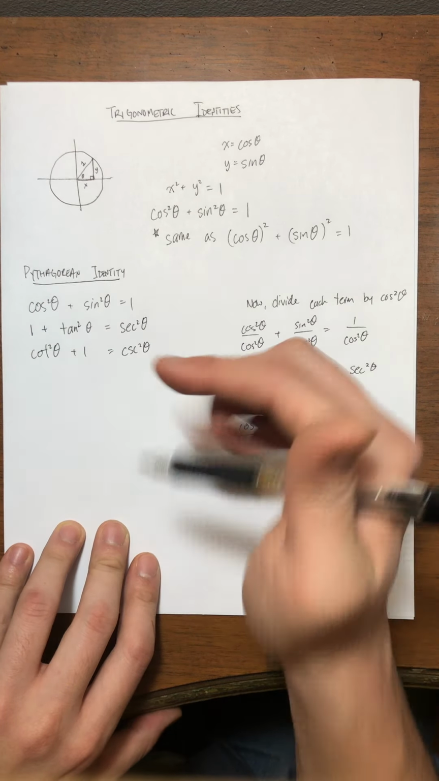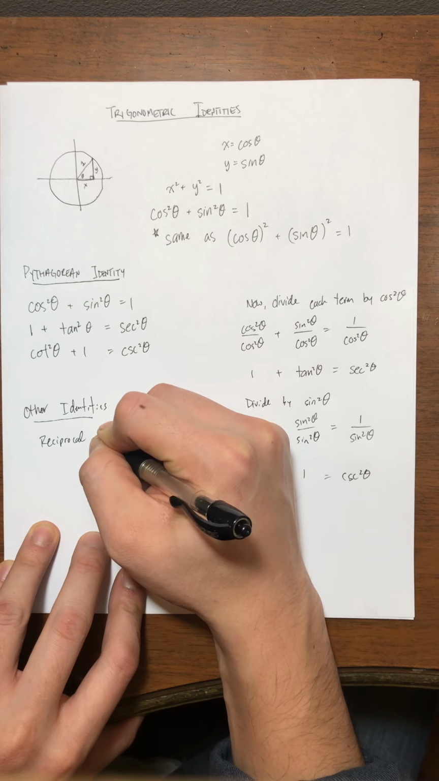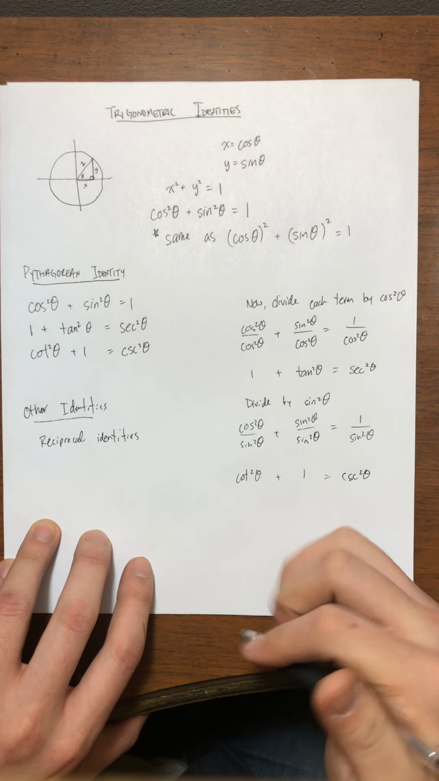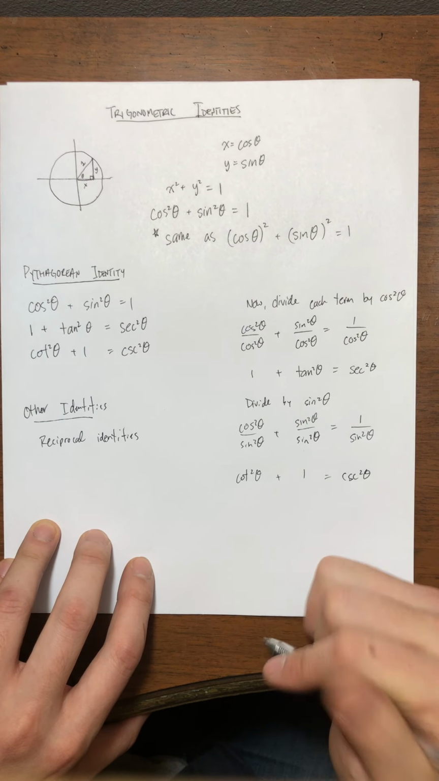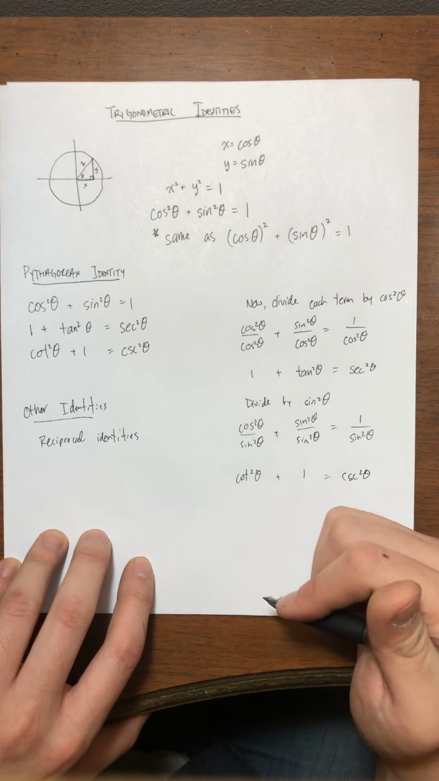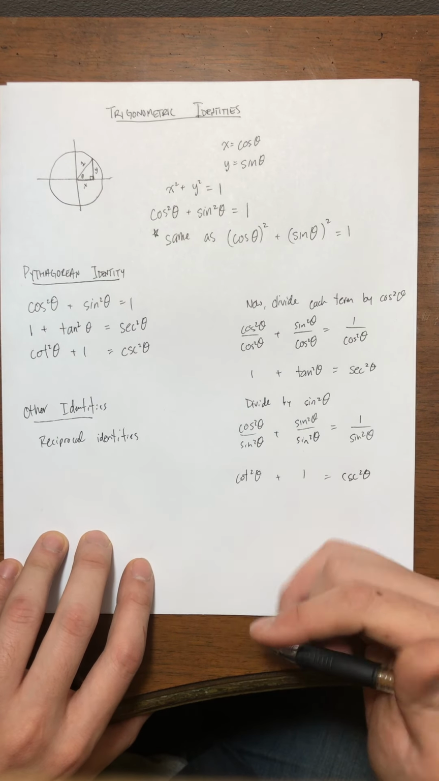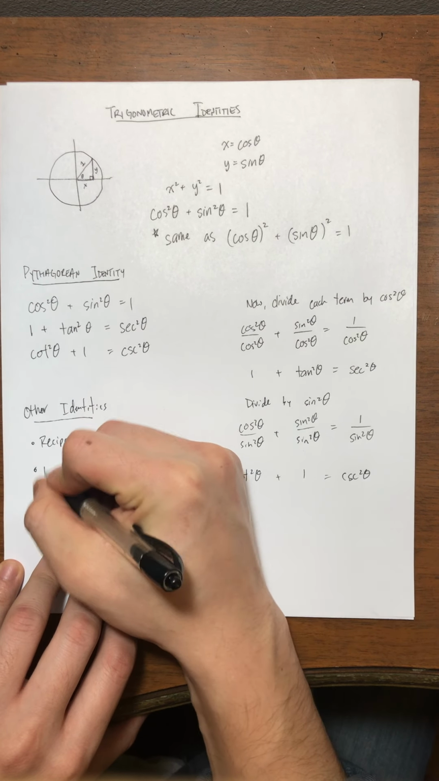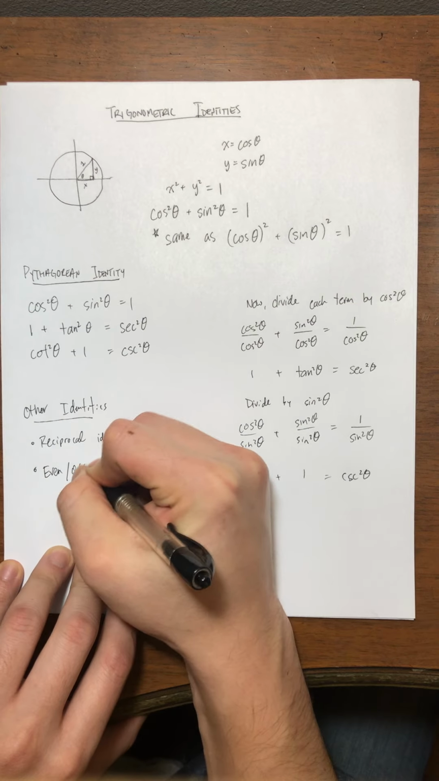There are a couple other identities that you should be familiar with. They are the reciprocal identities. Reciprocal means we flip it over, so that means something like secant is equal to 1 over cosine. Cotangent is equal to cosine over sine, and other identities like that. The other subset is even and odd identities.